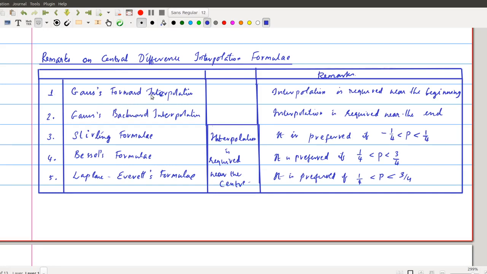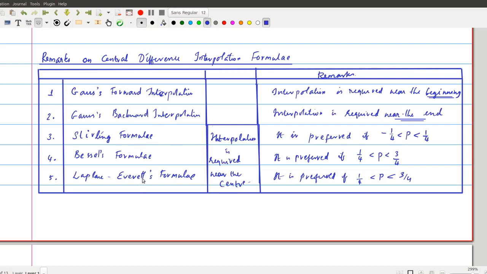So we use Gauss forward interpolation if the interpolation is required near the beginning of the table. If our interpolation is required near the end of the table, we use Gauss's backward interpolation formula. So these are the two remarks on these two Gauss's interpolations. Forward interpolation is if we require the interpolation near the beginning, near the end we will use the backward interpolation. All other interpolations, that means interpolation is required near the center, we can use one of these three.